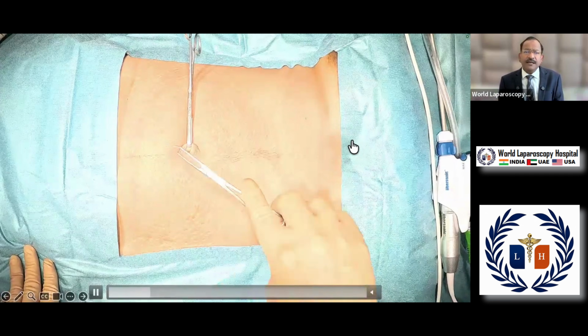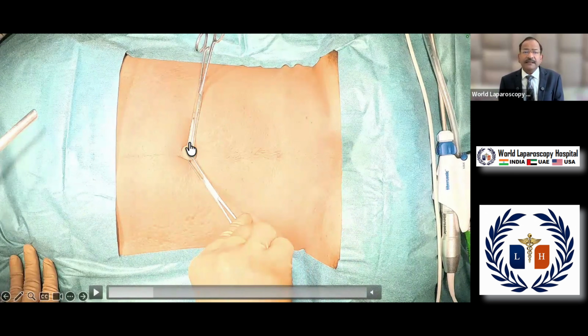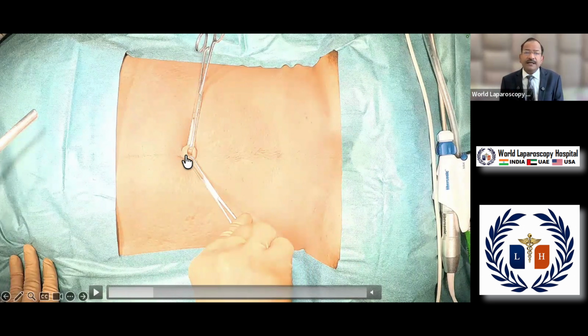What is the purpose of this Allis forceps? Why we should apply this Allis forceps? Purpose is that it will evert the inferior crease of umbilicus. Remember, Allis forceps are not to lift the umbilicus, it is just to evert the crease of umbilicus. So, this crease of the umbilicus, this is inferior crease, this is superior crease.